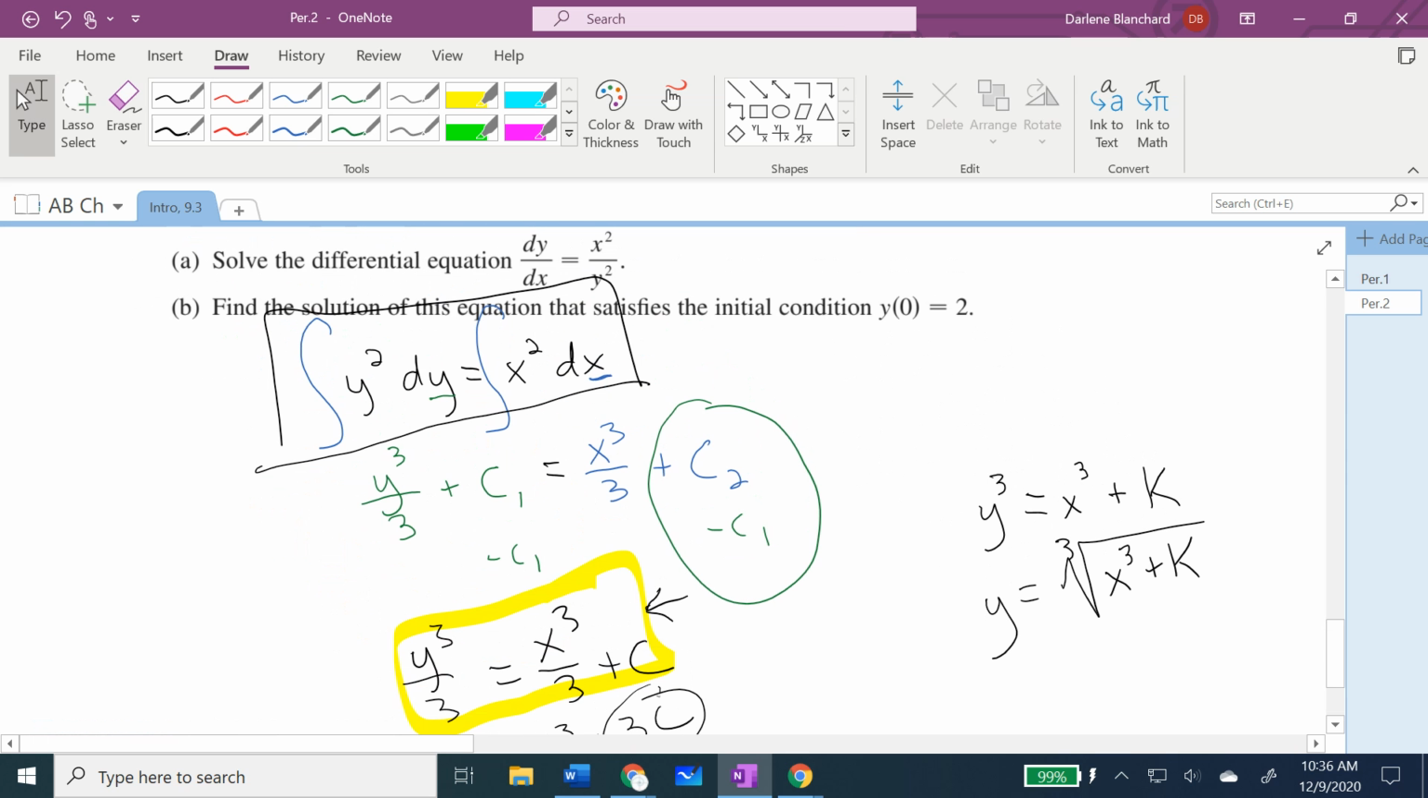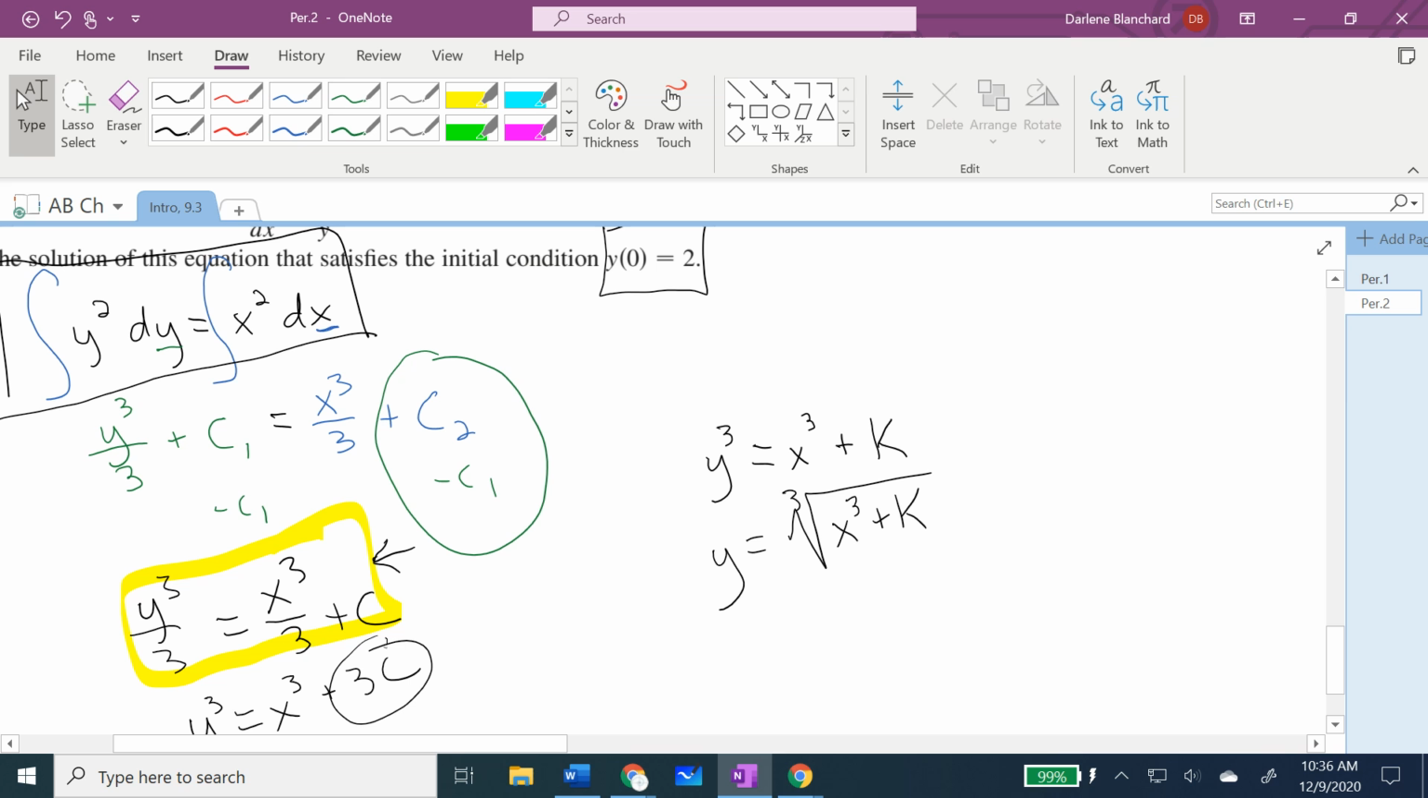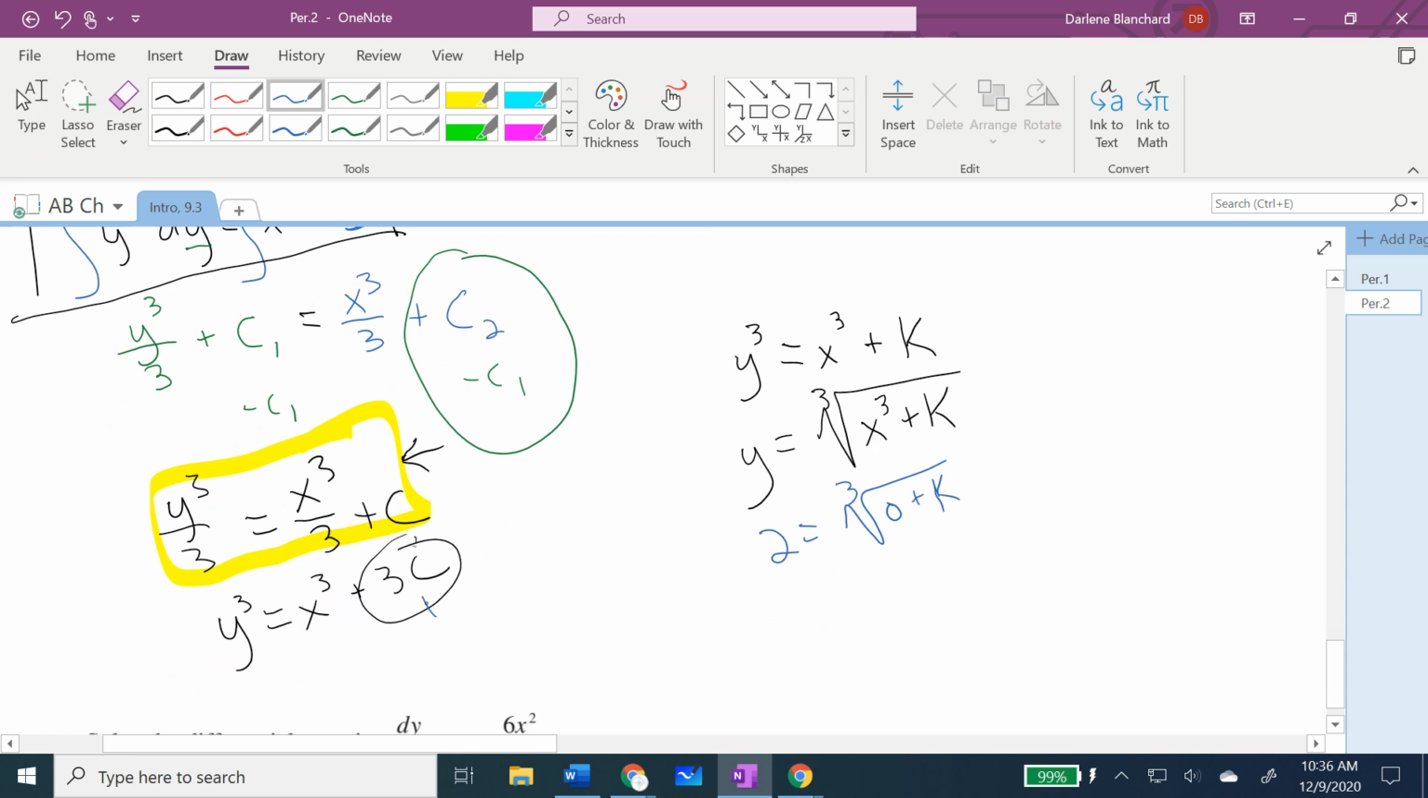The next one is find the solution of this equation that satisfies this initial condition. In other words, they want you to find a particular solution. And we're able to find a particular function in this case. So we are going to plug in 2 for y, 0 for x. And if you had left the 3c as 3c, this would have been 3c.